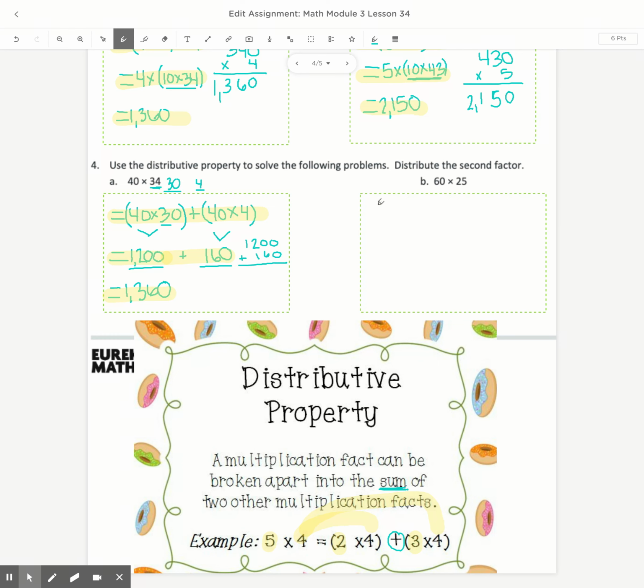Okay, we're going to keep going. Part B. So 60 times 25. Again, I'm going to keep 60 because any number that ends in a 0 is pretty easy to continue or to multiply with.